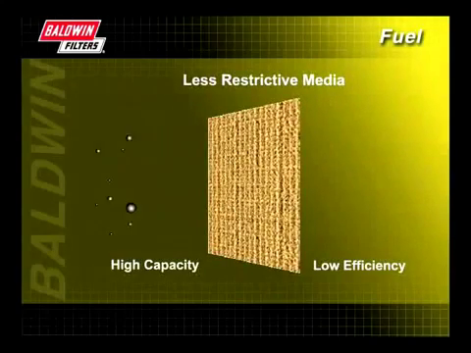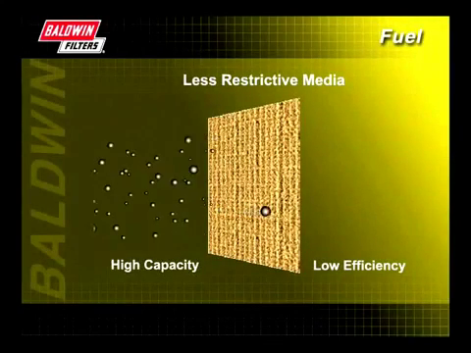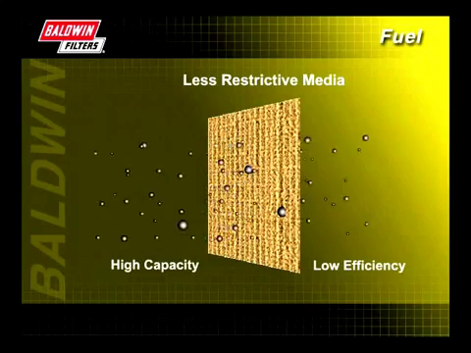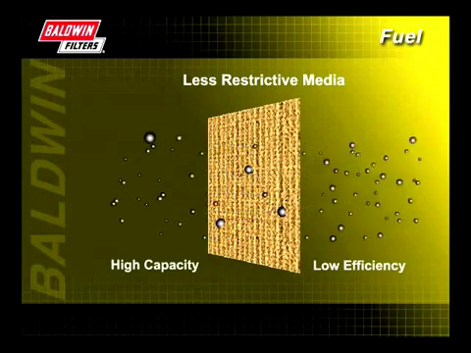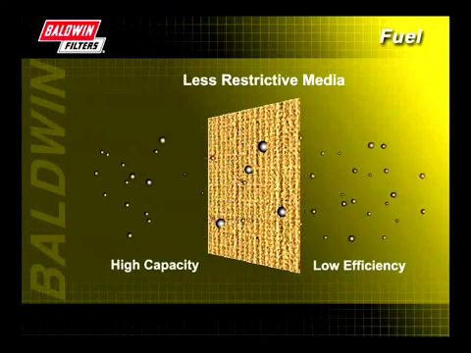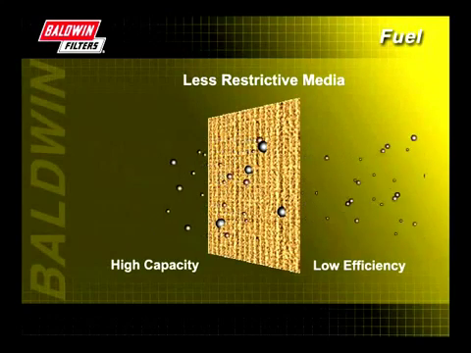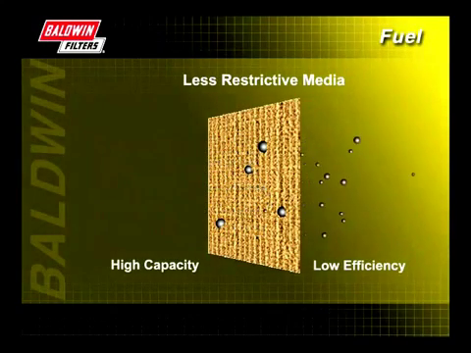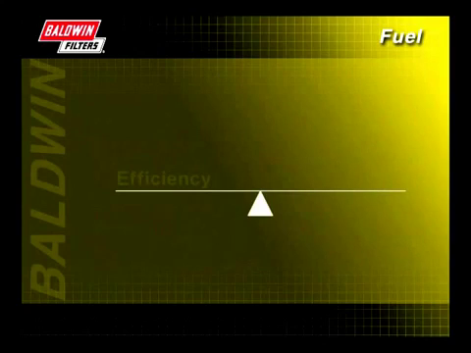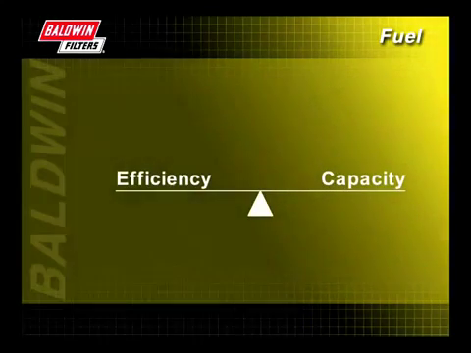A filter with high capacity often means reduced efficiency because the media is less restrictive to flow. The life of the fuel filter will be longer because it allows smaller contaminants to pass through the filter media. In both situations, you'll find a middle ground between efficiency and capacity is desired.